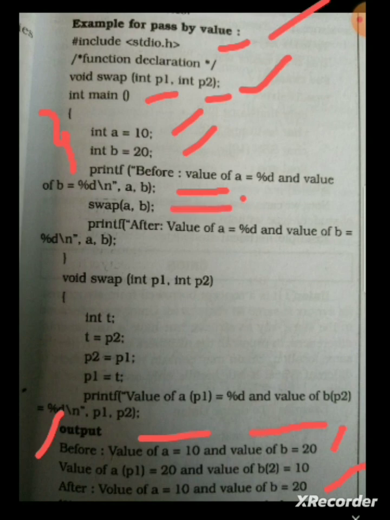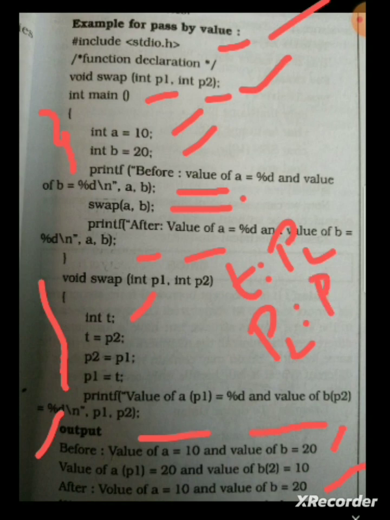Now the next line is the swap function. It will go to the swap function. Whatever is inside the swap function will be executed. Void swap into P1 into P2. And I'm taking a temporary variable T. Now T equals P2 and P2 becomes P1 and P1 equals T. T means P2. So the final values are P1 equals P2 and P2 equals P1.